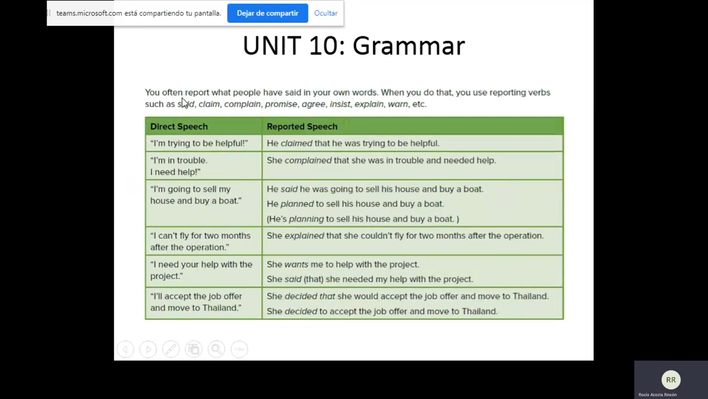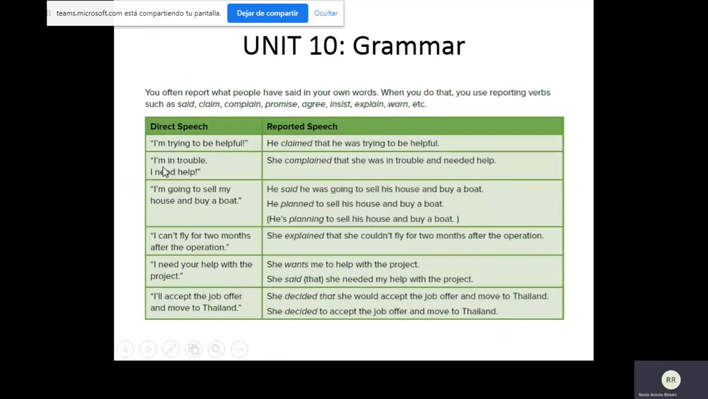Now, let's go over this detail. You often report what people have said in your own words, and when you do that, you use reporting verbs. For example, said, claim, complain, promise, agree, insist, explain, and warn. Let's have a look at the first two examples. If in direct speech I say, I'm trying to be helpful, in the reported speech, I can report in this way: He claimed that he was trying to be helpful.